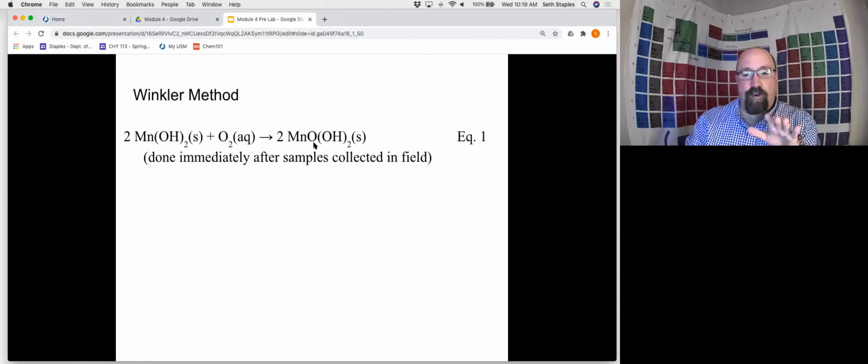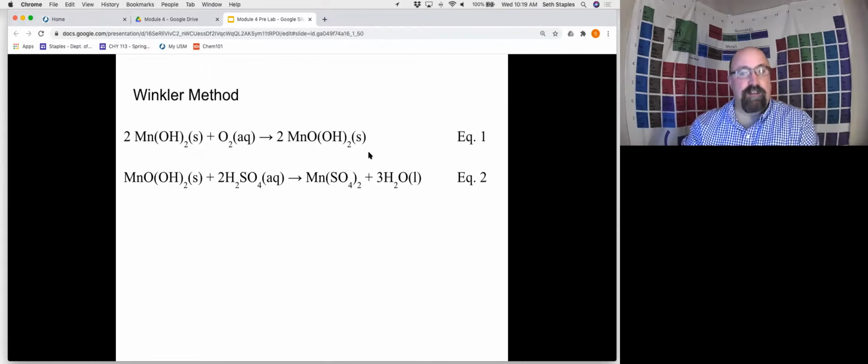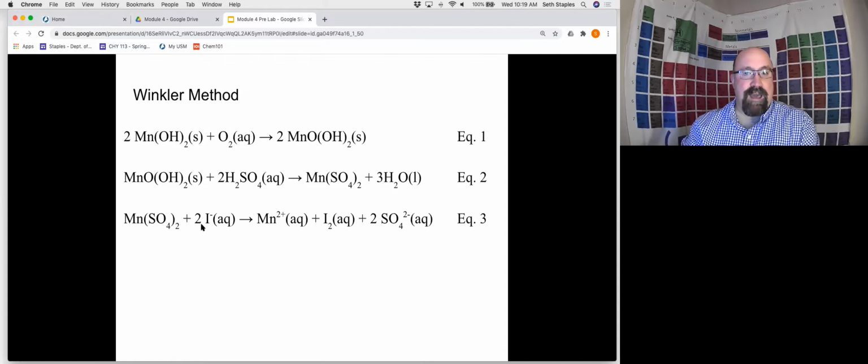And then at that point, the sample would be sealed so that no more atmospheric oxygen can get in. Again, any of the oxygen that was present is now locked up in this complex here. And then we send it through another series of reactions. We add some acid to the sample, which forms this manganese sulfate. And then we add some I-. What we're really concerned with, through our course of reactions, is the formation of this I2 here in equation 3.